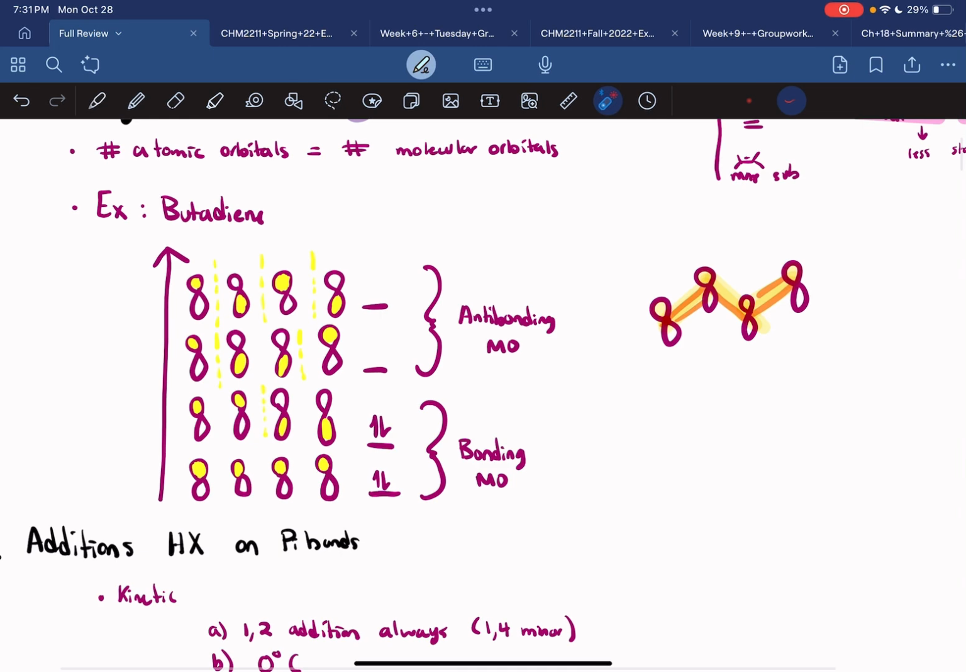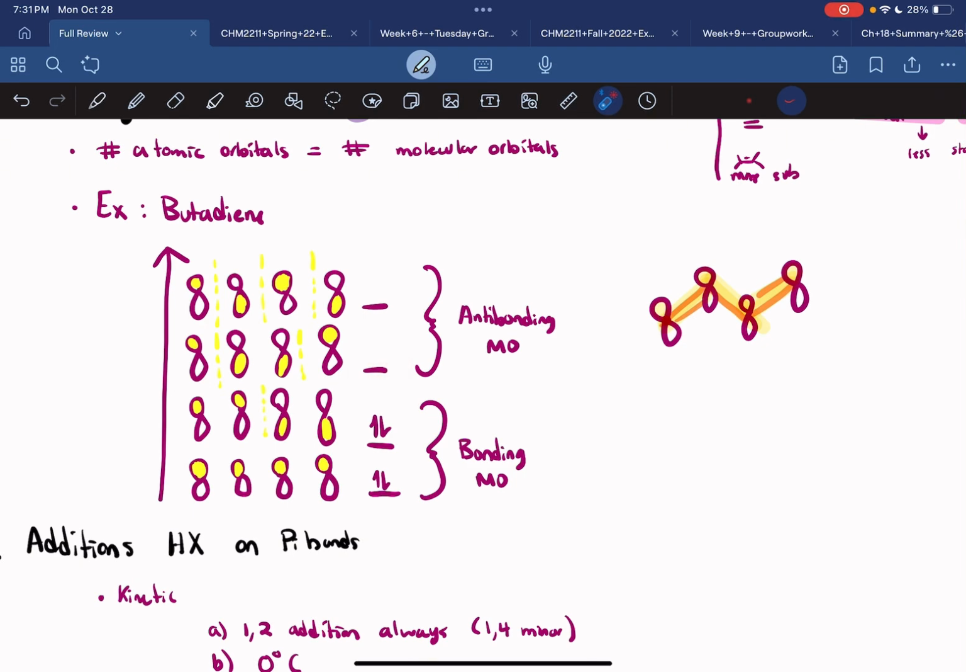So you add the electrons in each of the levels, and then you'll classify which one is the HOMO. HOMO is the highest occupied molecular orbital. In this case, it's this one. Which one is the LUMO? LUMO would be the lowest unoccupied molecular orbital. In this case, it's this one.